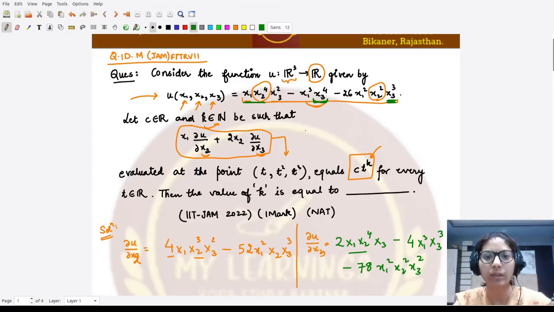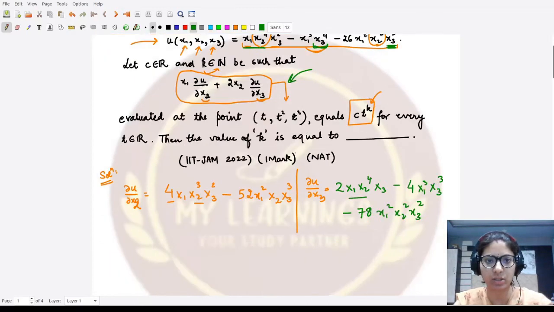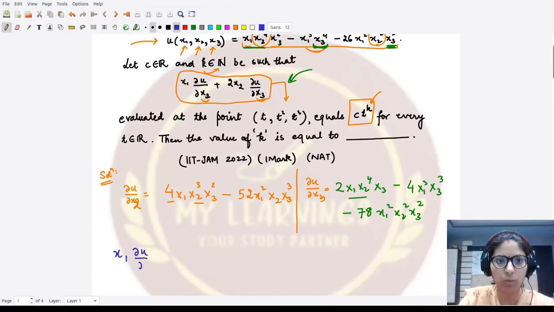Now we wanted to evaluate this expression. So what is this expression? Let's have a look. So we'll be multiplying in order to evaluate x1 del u by del x2 plus 2 times x2 del u by del x3.